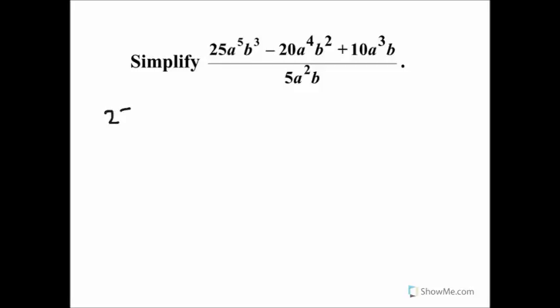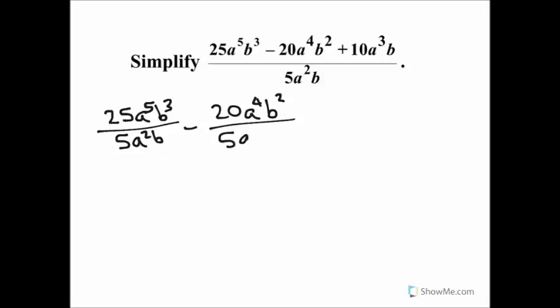So this becomes 25a to the fifth b cubed over 5a squared b minus 20a to the fourth b squared over 5a squared b plus 10a cubed times b over 5a squared b. Now we can use our rules about exponents to simplify each of these terms.